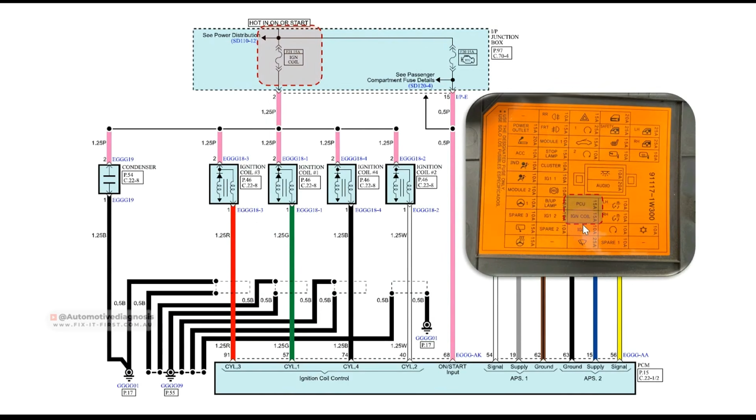This is the interior fuse box cap. So 15 amp ignition coil fuse is mounted right here that you can find it easily on the interior fuse box, which is normally under the dash on the driver's side.